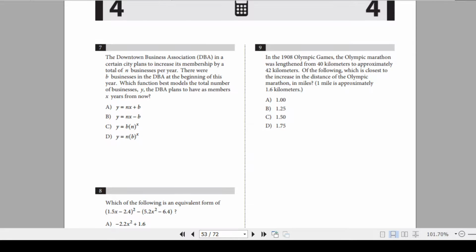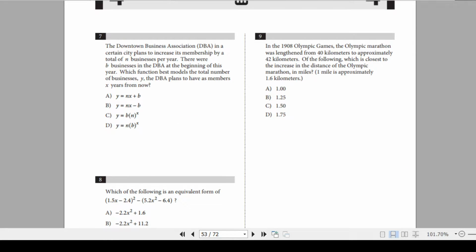Question number 7. The Downtown Business Association, DBA, in a certain city plans to increase its membership by a total of N businesses per year. There were B businesses in the DBA at the beginning of this year. Which function best models the total number of businesses Y the DBA plans to have as members X years from now?